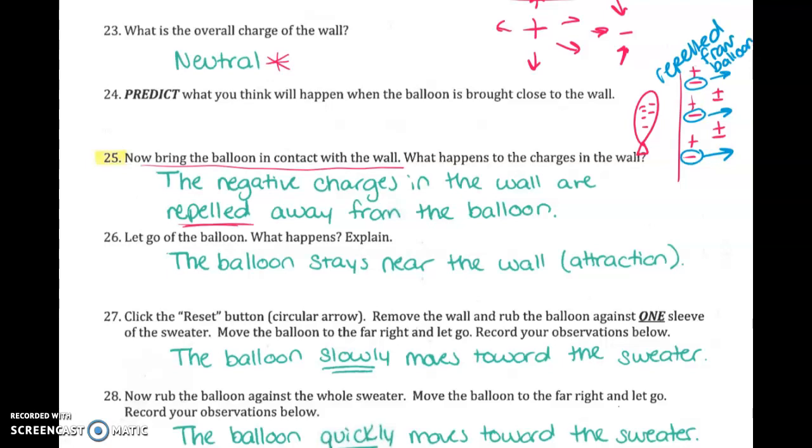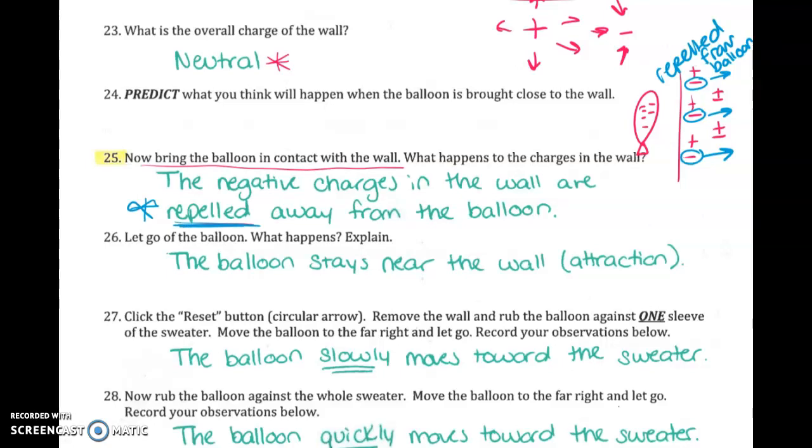But the negative charges in the balloon are repelling these negative charges right by that area of the wall. Remember that if they're the same charge, whether they're both negative or both positive, they're going to repel each other. And that is how that portion of the wall becomes positive. It's because the negative charges are repelled away from the balloon.